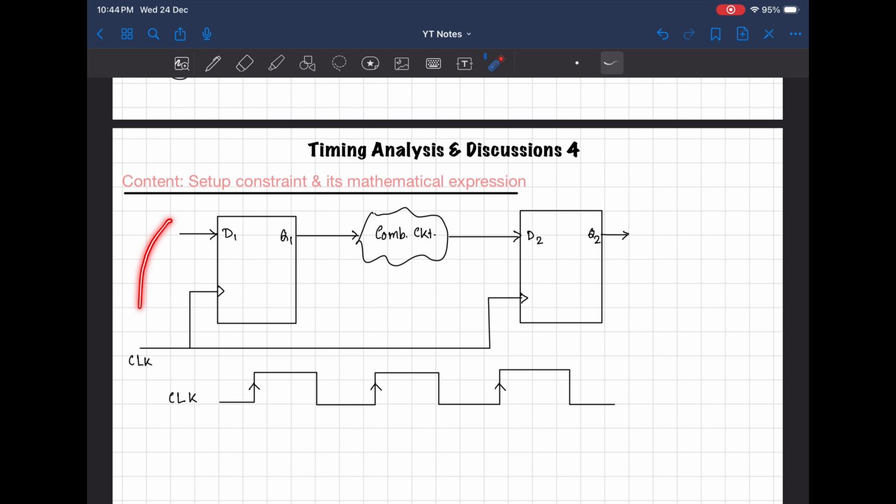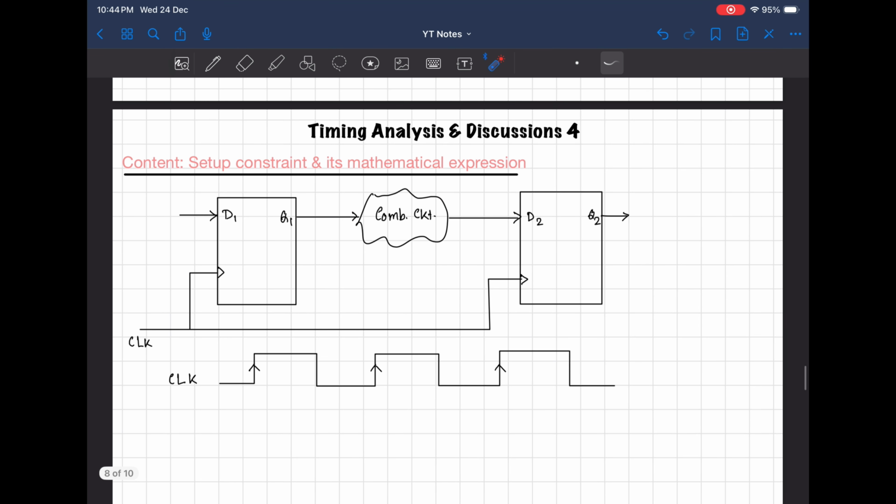Here you can see I have taken the same two sequential flops, synchronously clock connected, with a combinational circuit in between. With this circuit representation, we try to understand the setup time. Let's mention this is flip flop 0, which is the launch flip flop, and this is flip flop 1, which is the capture flip flop.